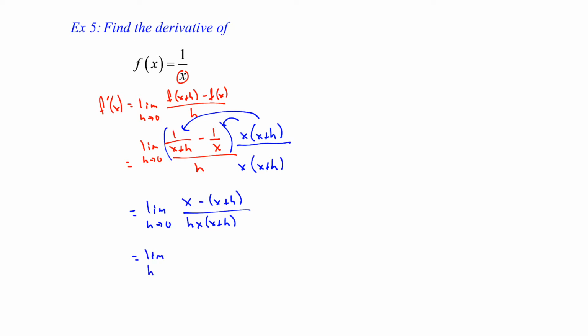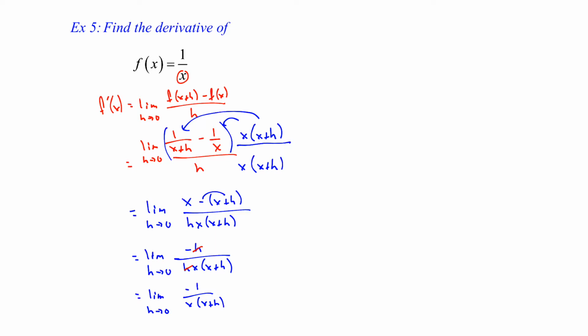So let's see what we have here. Limit as h approaches 0 of x minus x is going to cancel, but then you're going to get a negative h on top because you have to distribute the negative over h times x plus h. So now you can see that the h's are going to cancel. So you have the limit as h approaches 0 of negative 1 divided by x times x plus h.